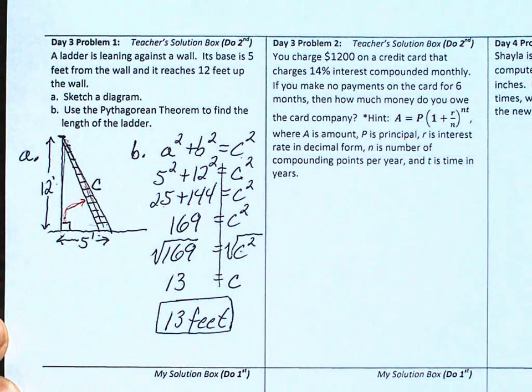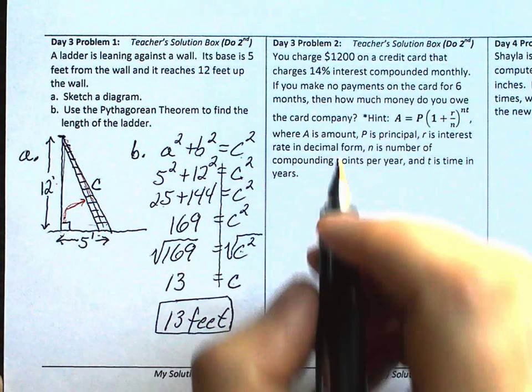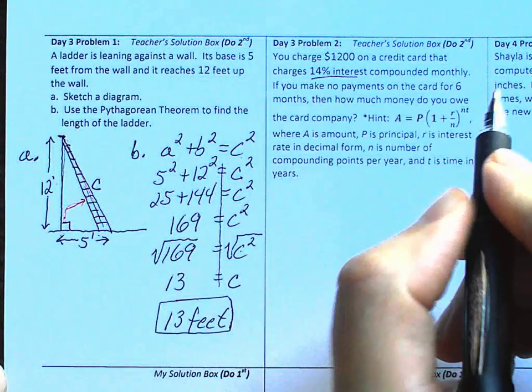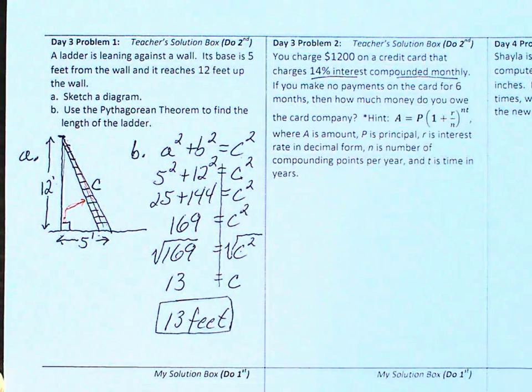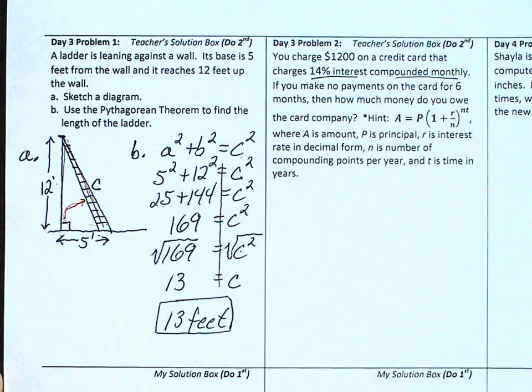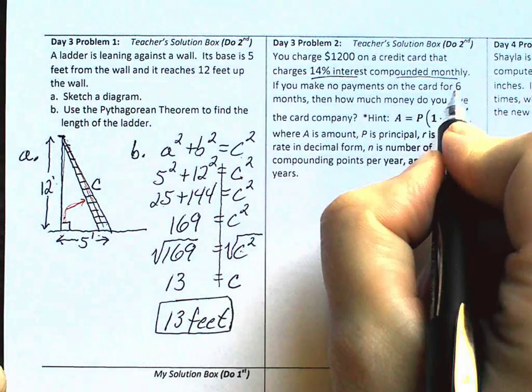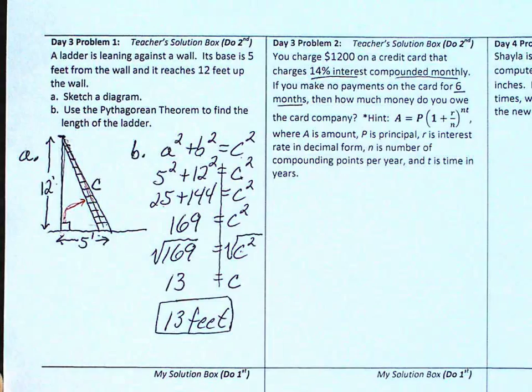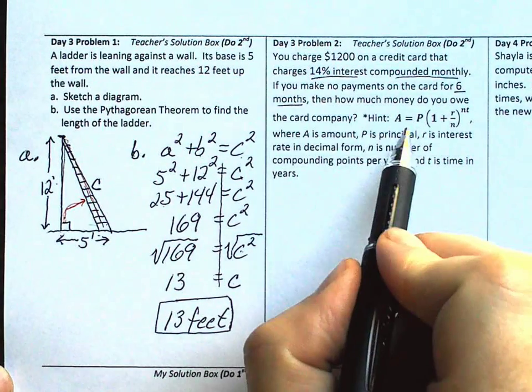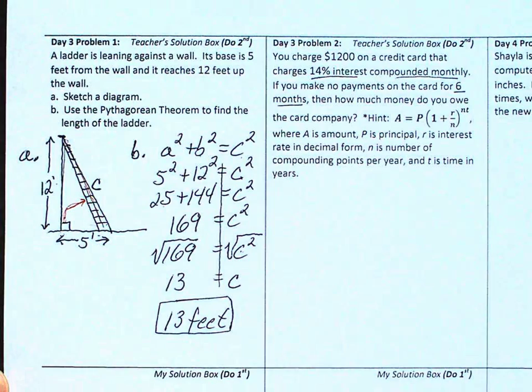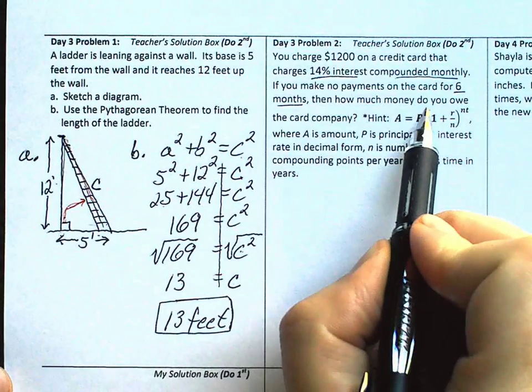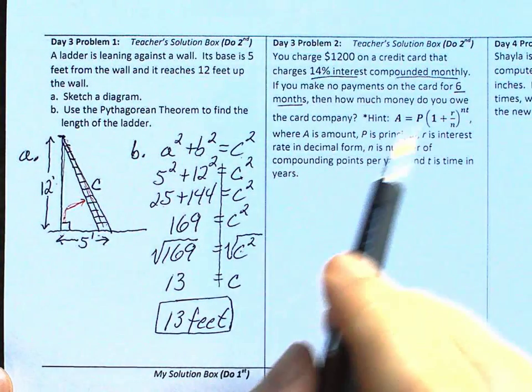Now day 3, problem 2. You charge $1,200 on a credit card that charges 14% interest, compounded monthly. If you make no payments on the card for 6 months, then how much money do you owe the credit card company? And we're given a reminder here of what math formula we need to use for this situation that involves compounded interest. So this math formula is what we're going to use.